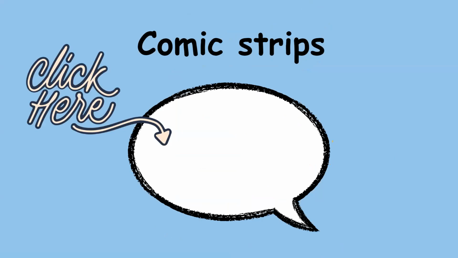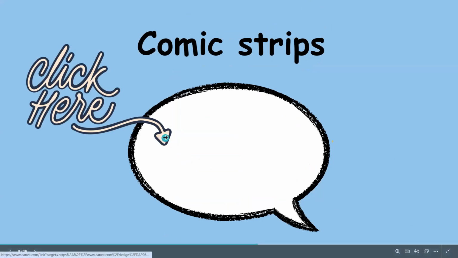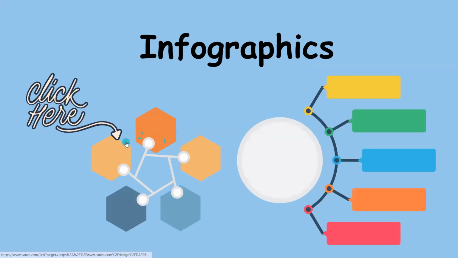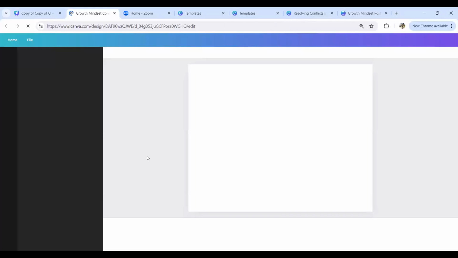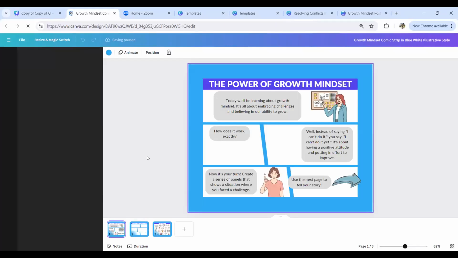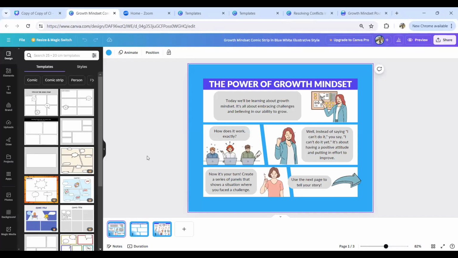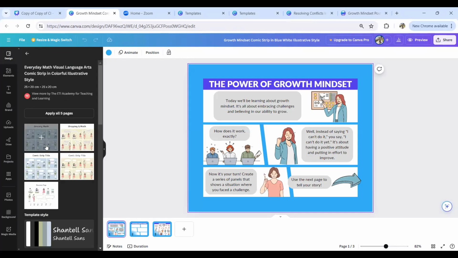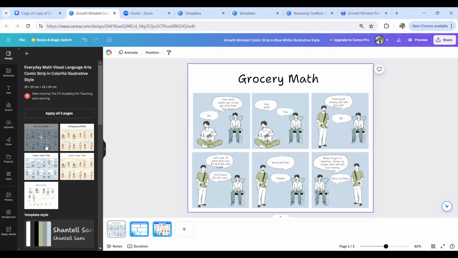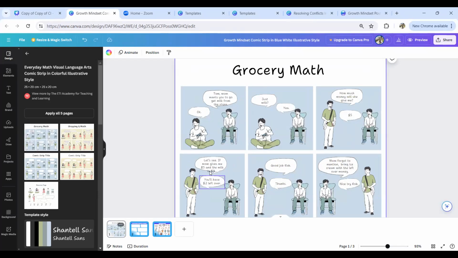Another one is comic strips, and you can definitely use comic strips. For the presentation, I made it so that when the person clicks here, it takes them to a comic strip. This one is the power of growth mindset, but you can have a comic strip for anything you want. You have templates. This one says growth, look, as a math teacher, grocery math. I could go ahead and edit it. I can make it bigger.